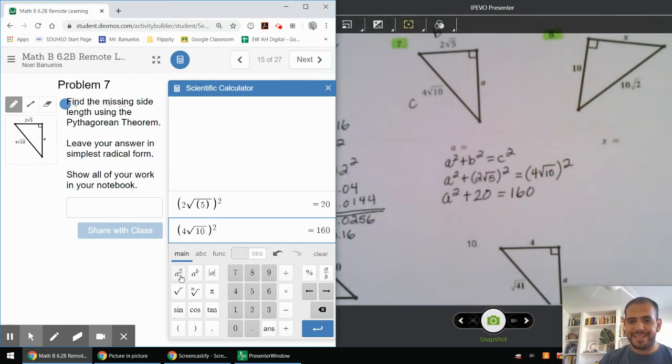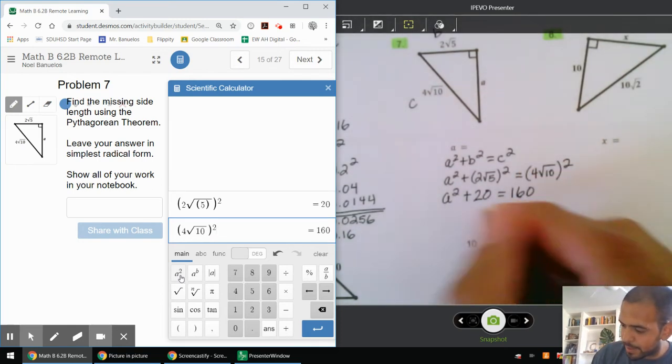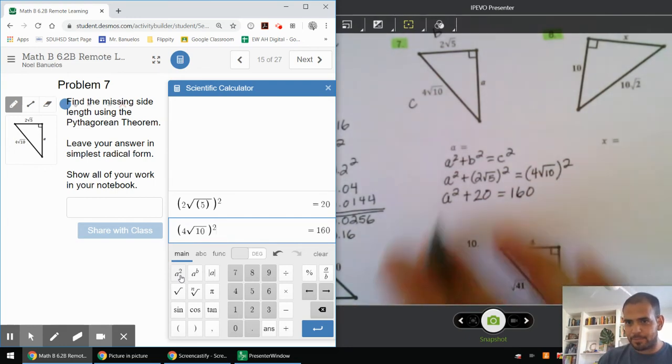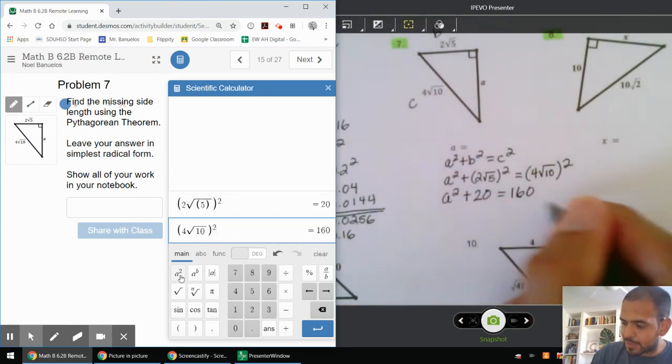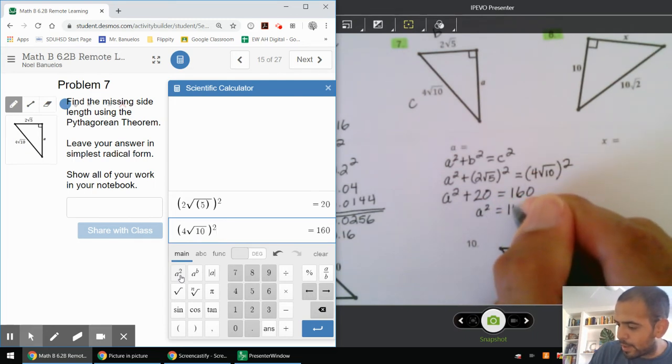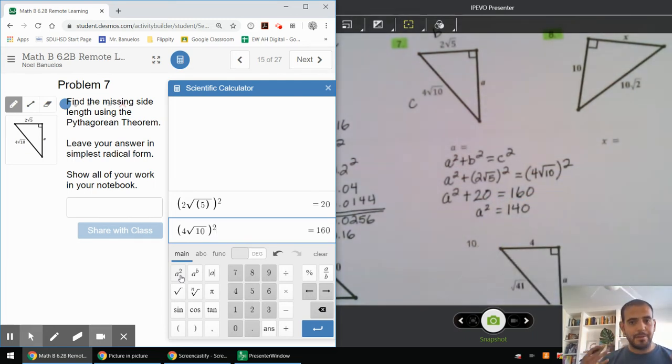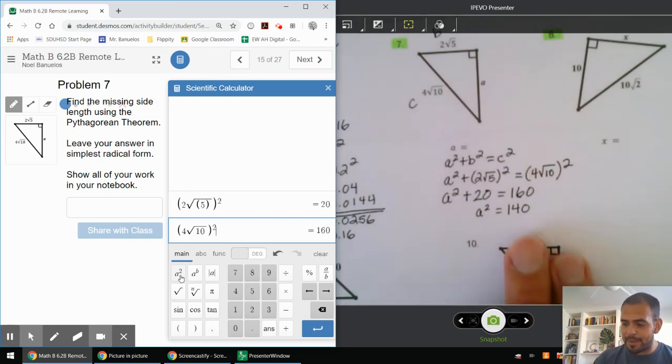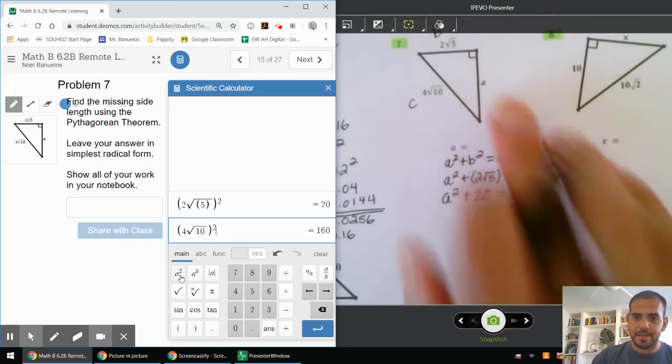Now I'm going to isolate the variable, subtract 20 on both sides. So I'm not going to show this step because I'm running out of room here. Subtract 20 on both sides, and that is equal to 140. However, I'm not done yet. Remember, common mistake is for students to stop here and say A is 140.